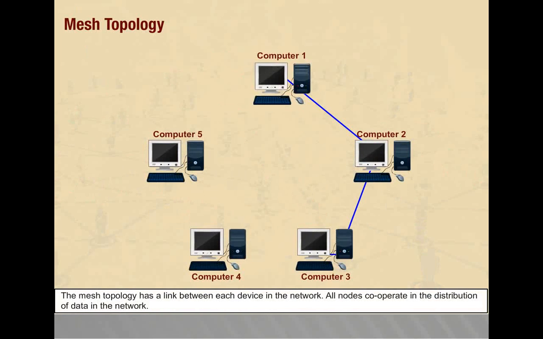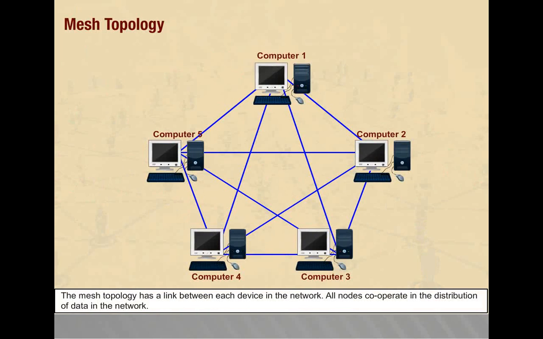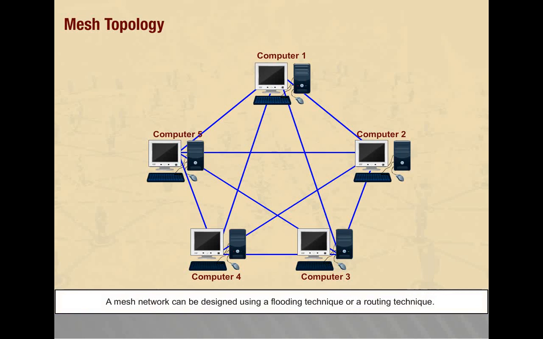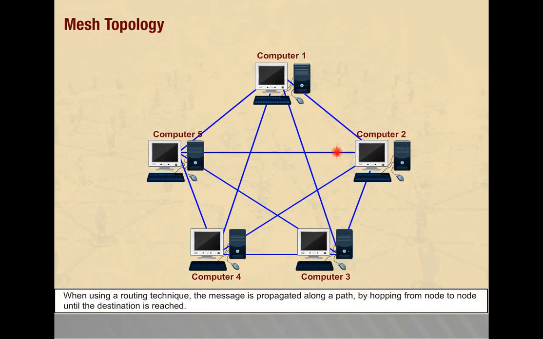The mesh topology has a link between each device in the network. All nodes cooperate in the distribution of data in the network. A mesh network can be designed using a flooding technique or a routing technique. When using a routing technique, the message is propagated along a path by hopping from node to node until the destination is reached.